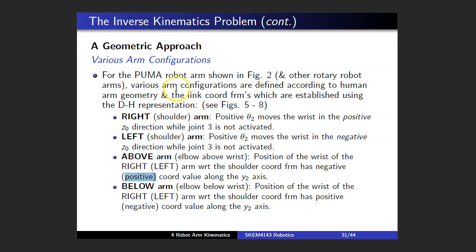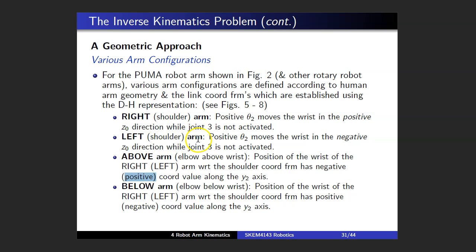So for the PUMA robot arm shown in figure 2 that we saw earlier, various arm configurations are defined according to human arm geometry and the link coordinate frames which are established. We have right arm, left arm, above arm and below arm. If you remember in the animation, it was a PUMA 560, but the configuration is right arm. And in figure 2, we saw left arm.